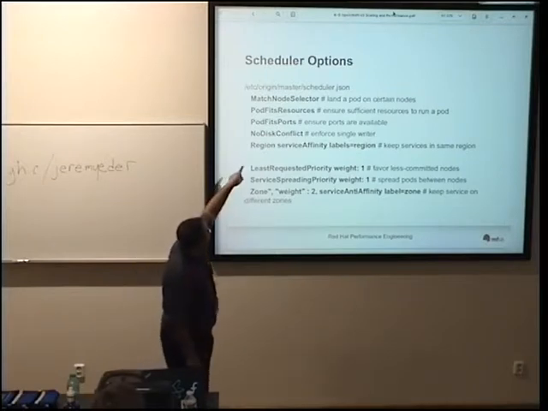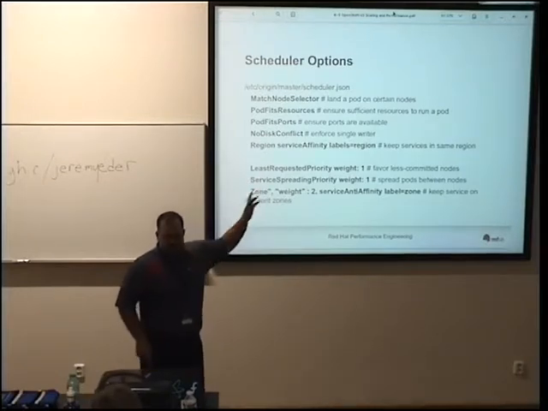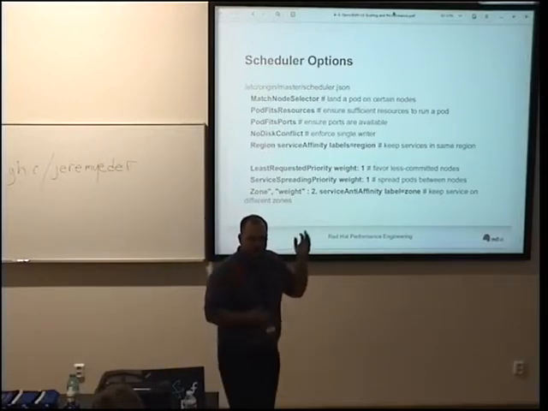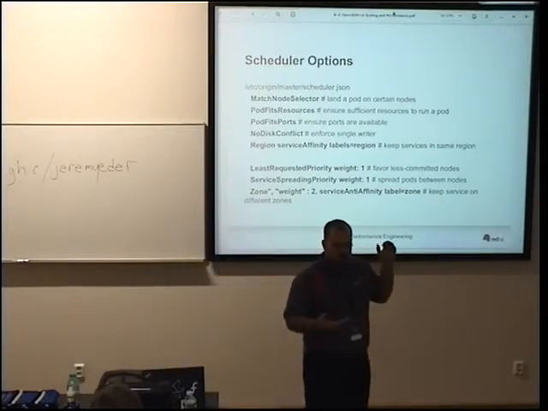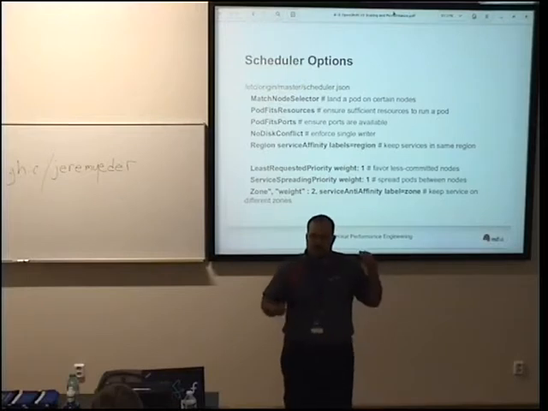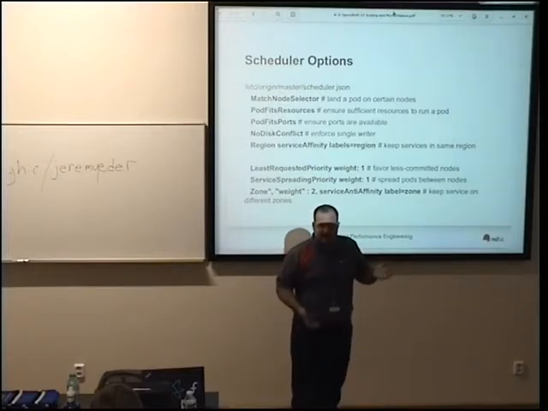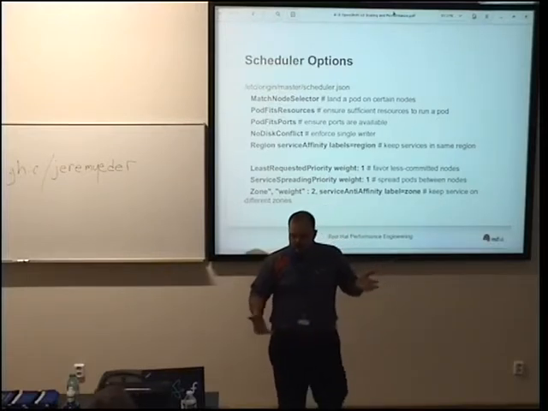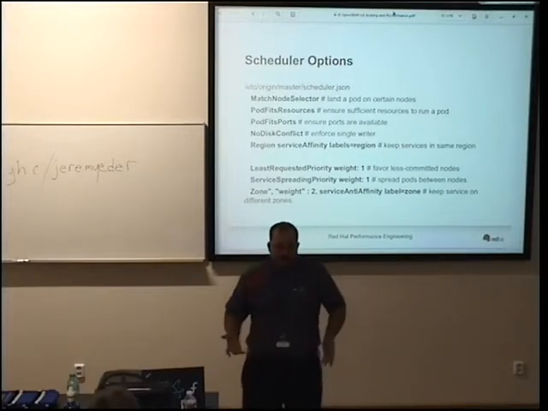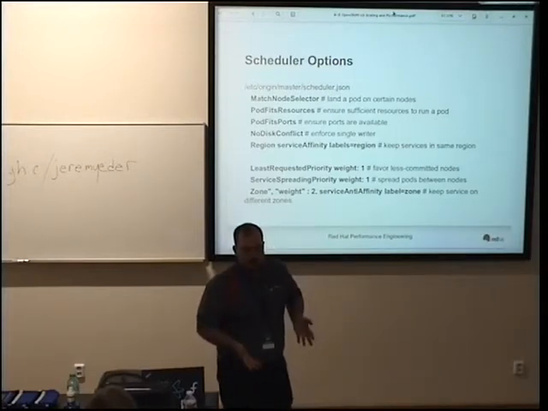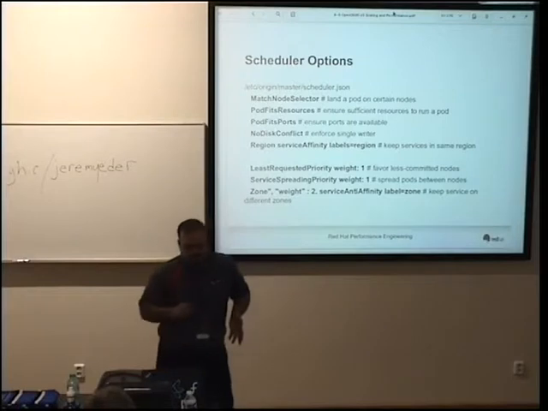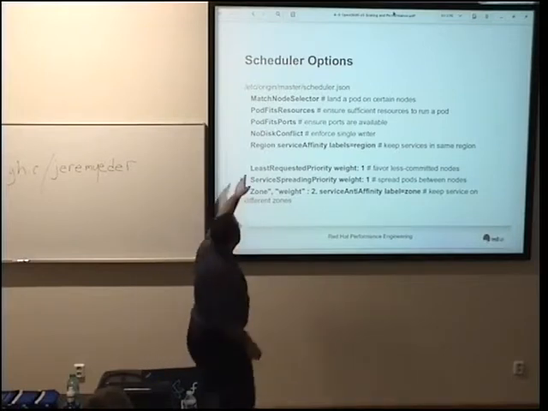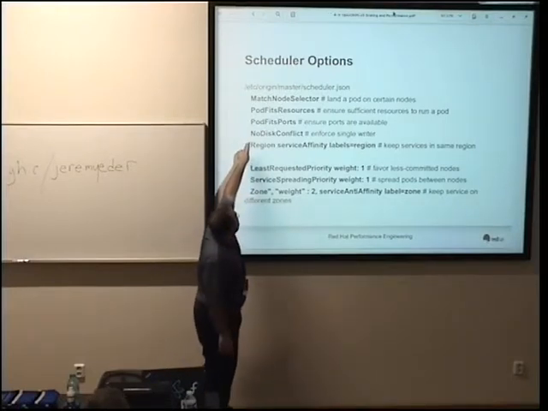We've got scheduler fairness, pod fits resources. So remember the quota JSON I showed you? It says you can use 10 pods or a gig of memory. If the machine doesn't have a gig of memory free, then it would not schedule that pod on that node. Same thing going along with the rest of these ports. Those are ephemeral ports that might be available.